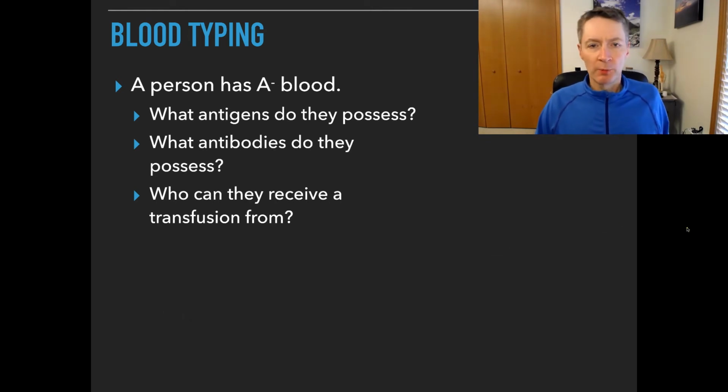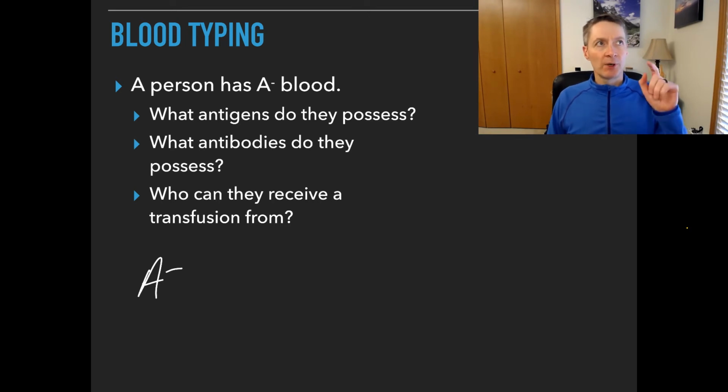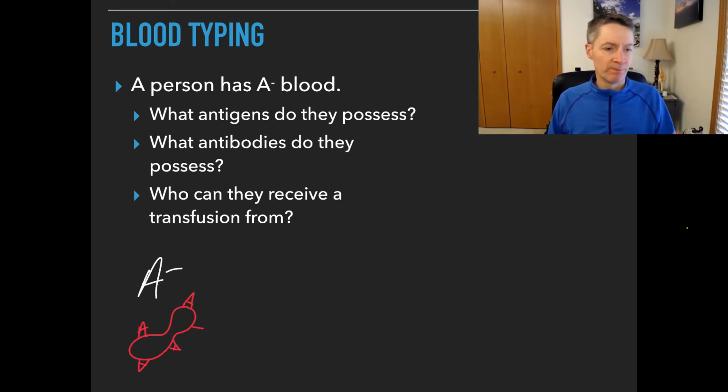One more example with blood typing. We'll do a couple of genetics questions. Okay, let's do A negative blood. Okay, what antigens do they possess? Let's draw the picture, right? We have A negative. I'm going to draw a picture of a cell with an A on it, no B's, no Rh's. So there you go.